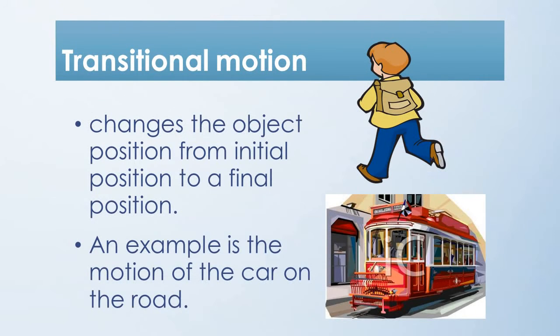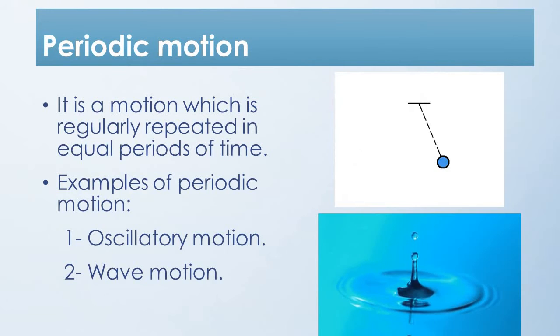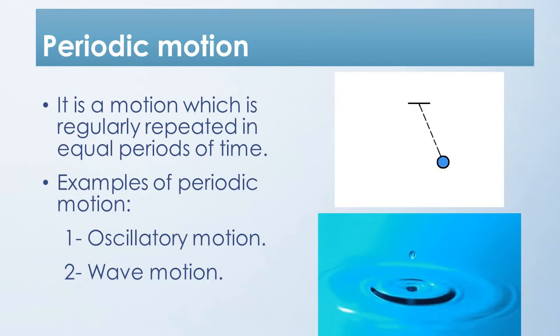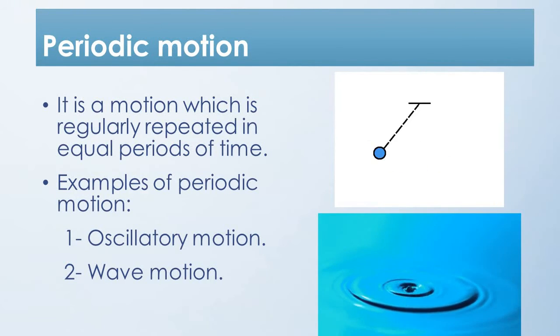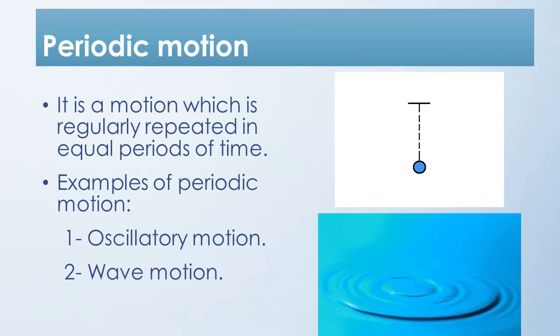What is meant by oscillatory motion? Here it's translational motion. It's the motion of an object when it transfers from one point to another, and of course it has an initial position or starting point and an ending point. But the periodic motion, like this one, it's the second type.